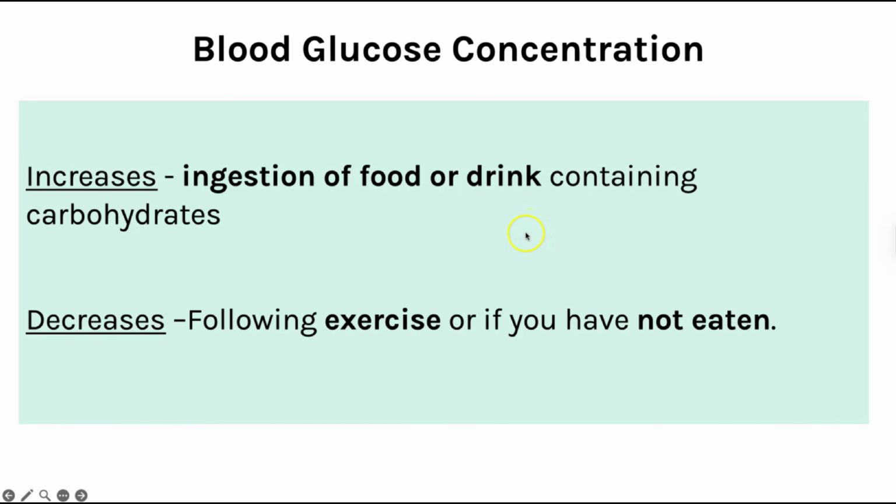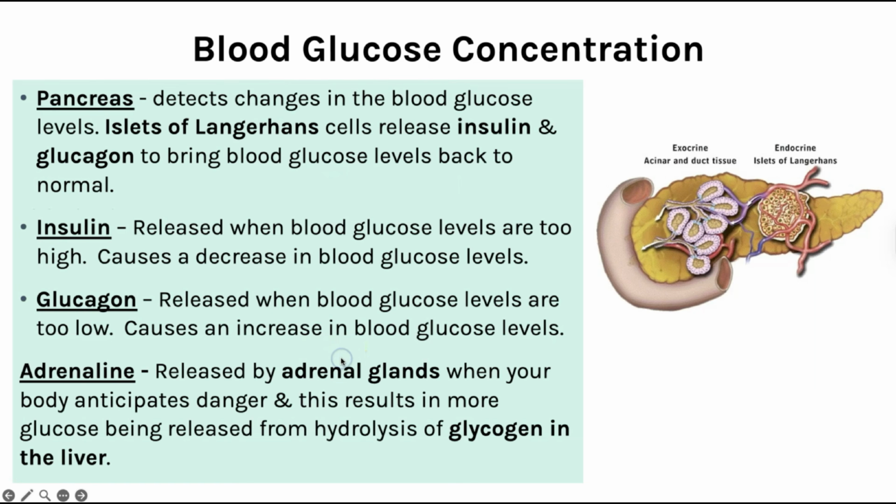So you need to know in detail blood glucose concentration. And that is going to increase after you've eaten or drunk something containing carbohydrates, or it will decrease if you haven't eaten something containing carbohydrates or following exercise, because respiration rates would be higher, using up your carbohydrates.